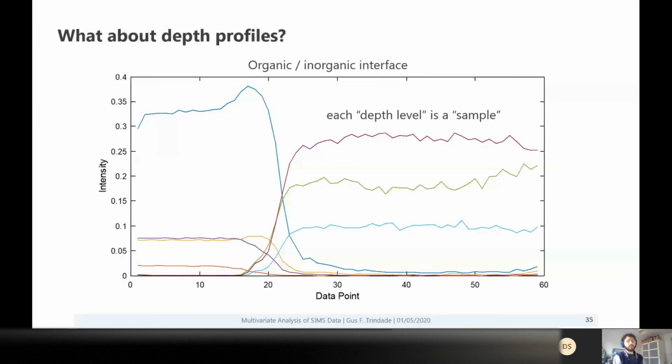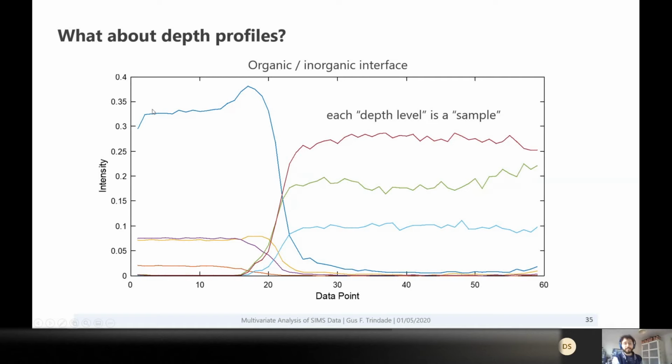So we talked about images, but we can use the exact same concept for depth profiles. In this case here, we have this organic inorganic interface in a depth profile. And as I said before, each depth level will be a sample, right?